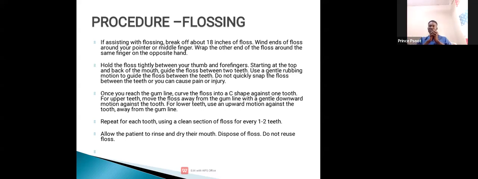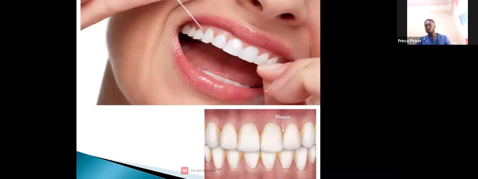Then allow the patient to rinse and dry their mouth, dispose of the floss, and do not reuse floss. And this is an example of how flossing is done, so there is enough floss in between the teeth.